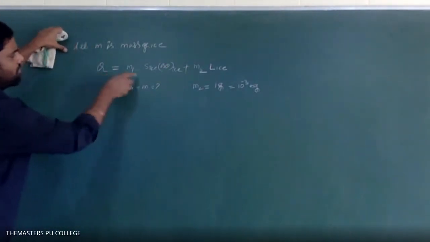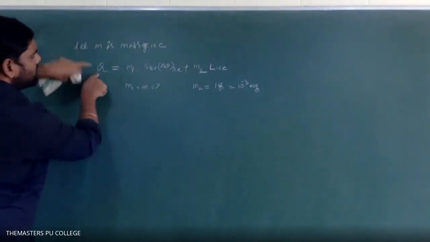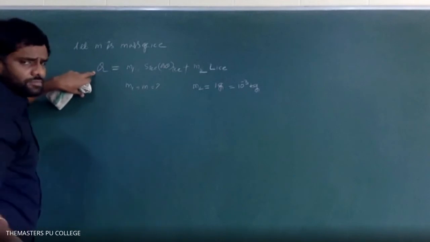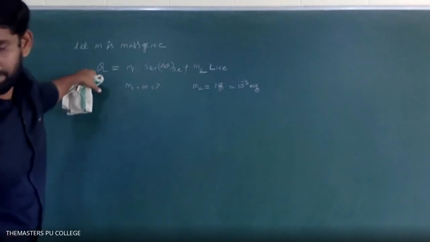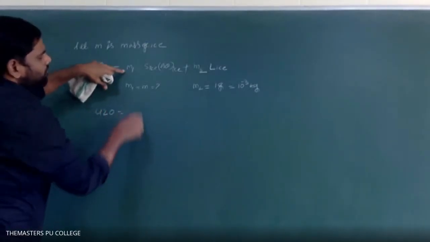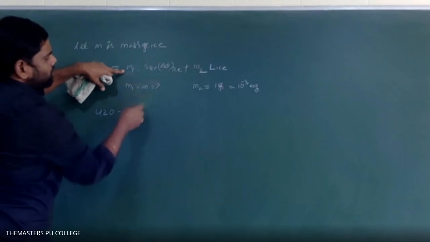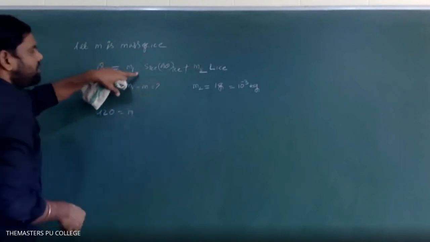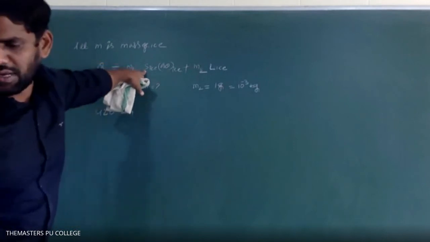So therefore, from this relation, what can I write? What is the heat supplied, students? Heat supplied. 4200 joules. Yeah, 4200 is equal to m1, which is the mass of ice. We don't know, we need to calculate. Let it be. Specific heat of ice. They have given that water.